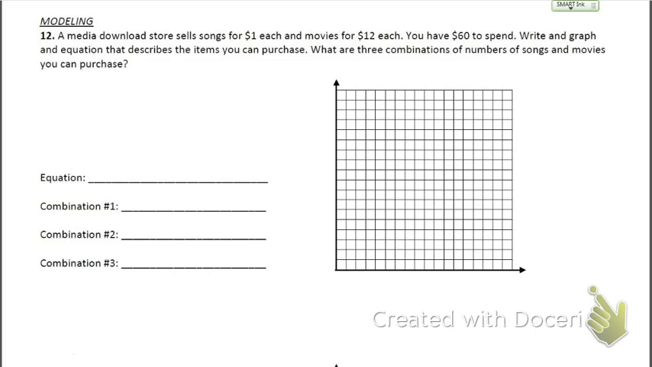So number 12. A media download store sells songs for $1 each and movies for $12 each. I think that's some important information, so I'm going to underline it. So songs are $1 each, movies are $12 each, and then it says we have $60 to spend. Write and graph an equation that describes the items you can purchase. I'm just going to do an equation. That's your question.